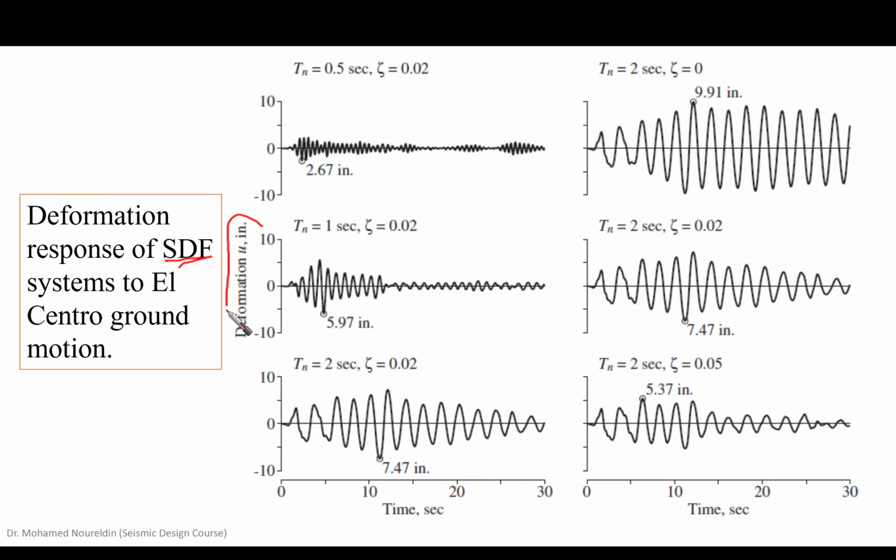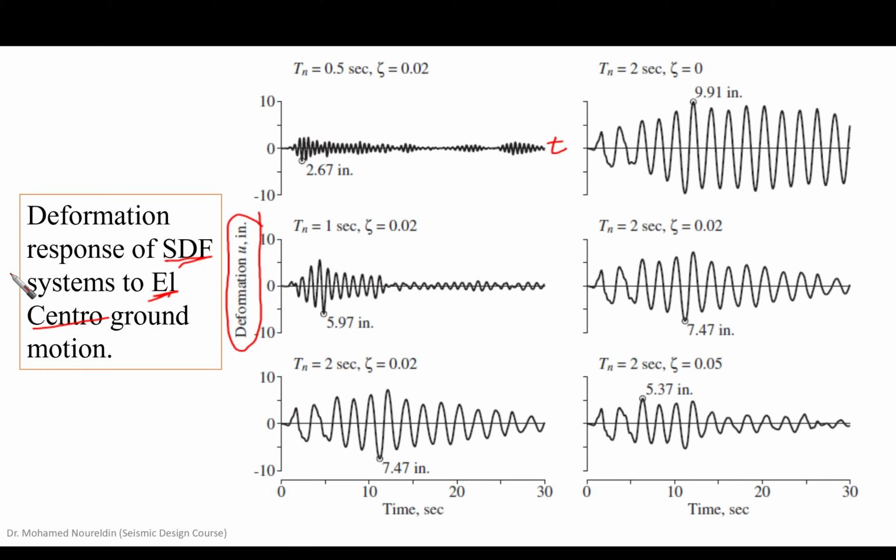If we're going to talk about that, the vertical axis is going to give us the deformation, for example. The horizontal axis is going to give us the progression of time, this is the time t. So if we are going to use one earthquake, let's assume that we are talking about the El Centro earthquake. This is the earthquake that we are going to use here.